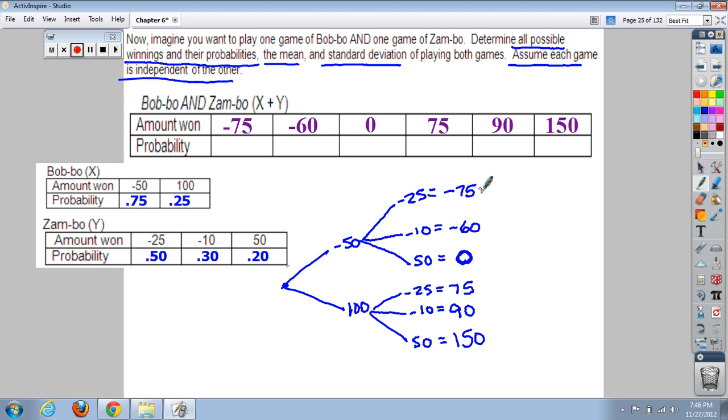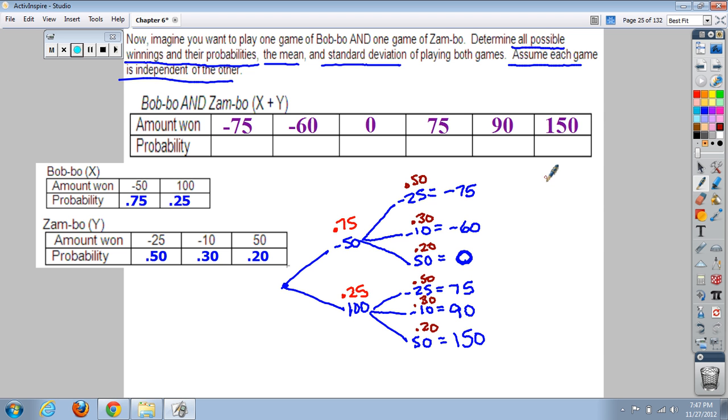Now again, it isn't just a matter of this is 1/6, 1/6, 1/6, 1/6, 1/6, and 1/6. Because not all of these were 50-50 chances here. They did not all have equal probabilities of occurring. So now I'm going to write in the probabilities here. So losing 50 bucks in Babbo was a 75% chance, and we had a 25% chance of winning 100 bucks. And now I'm going to put in the probabilities for Zambo. We had a 50% probability of losing 25, a 30% probability of losing 10, and a 20% chance of making 50 bucks. And then I'm going to repeat those probabilities down here.